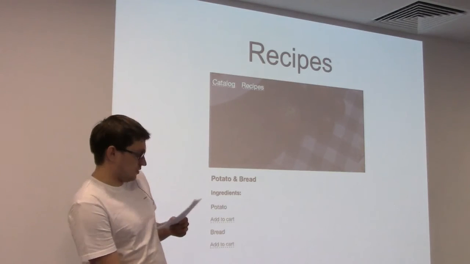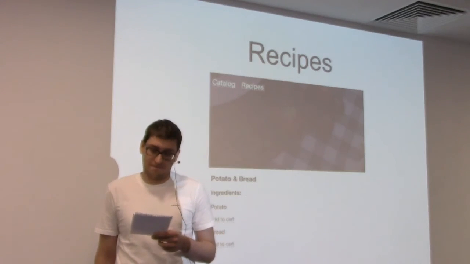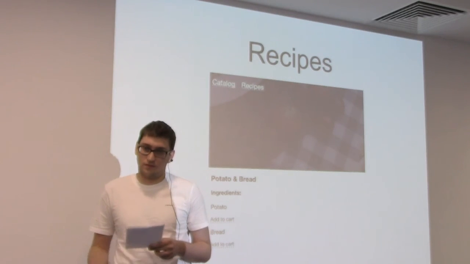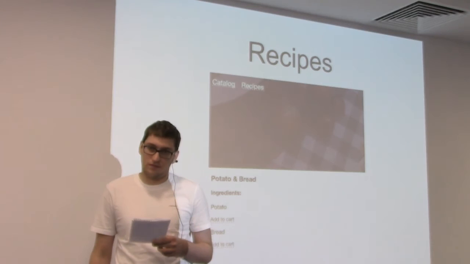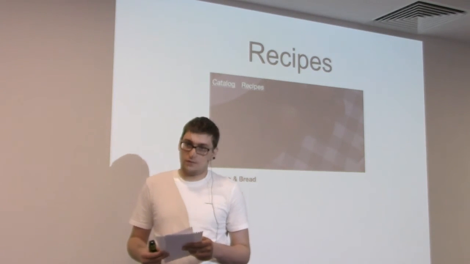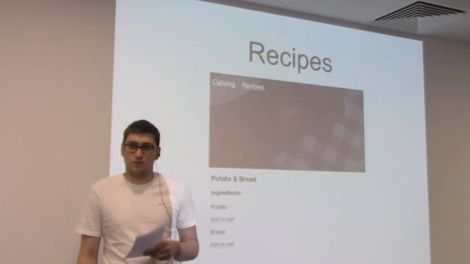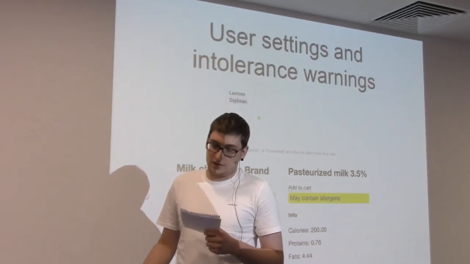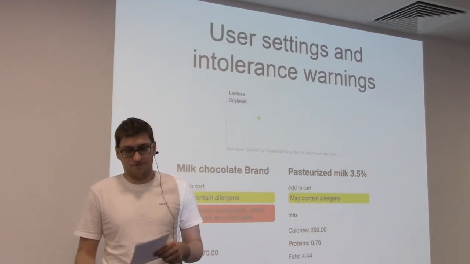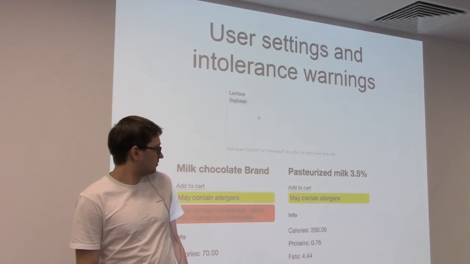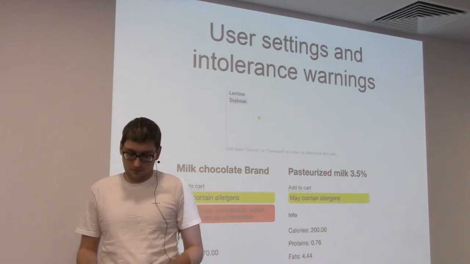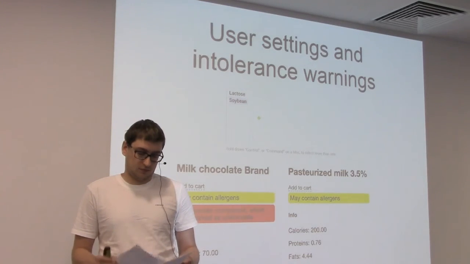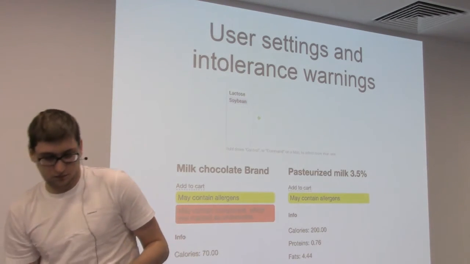Let me summarize what I said. First, recipes and purchasing products by recipe. Regarding our smart shop, we have recipes that can be proposed to the users of the platform, with ingredients that can be put into the shopping cart. Next, user settings for intolerance to certain products or components. For every user of our platform, we can configure intolerance warnings and expected allergic reactions for certain ingredients in a recipe.